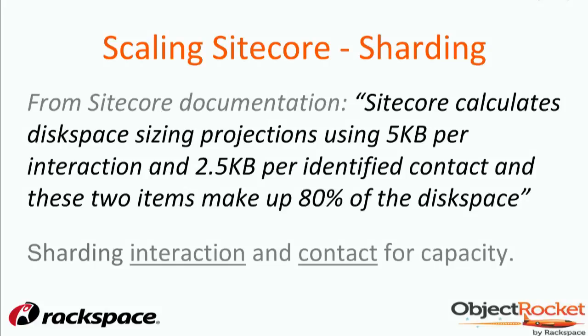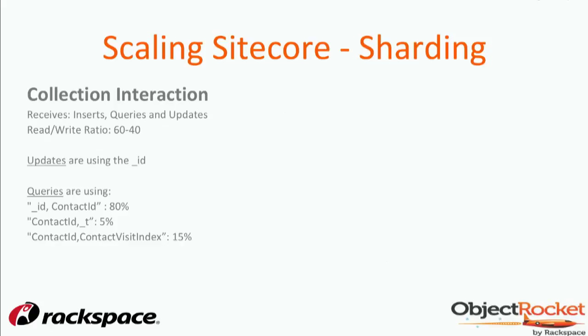So, scaling for capacity. This is from the Sitecore documentation. 80% of the disk space comes from these two collections. So we started with these two. Collection Interactions. We profiled all the statements. We found that only inserts, queries, and updates happen against this collection. The read-write ratio is 60 to 40.